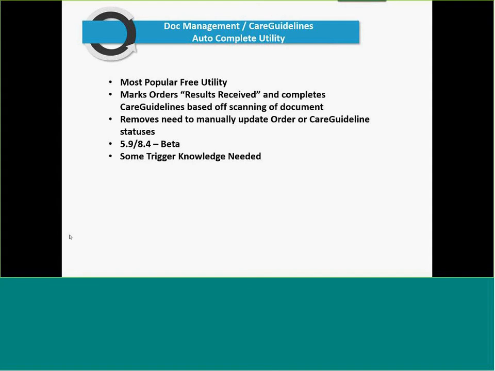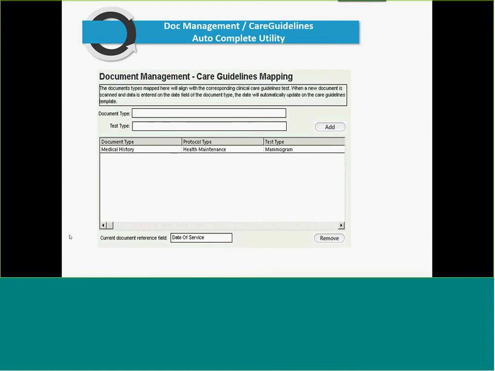So how this works, in regards to the document management utility and the care guidelines utility, there is an install process, but there also is a manual mapping that will need to be done by your team. So how this works is we have these system templates in here. You would go ahead and define the document type.